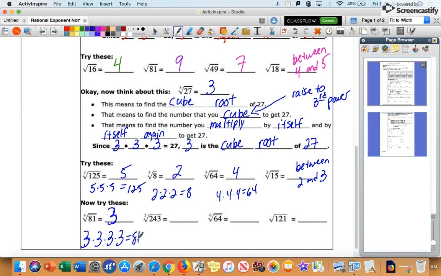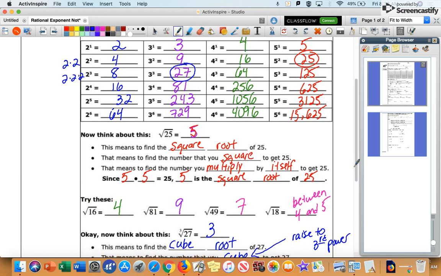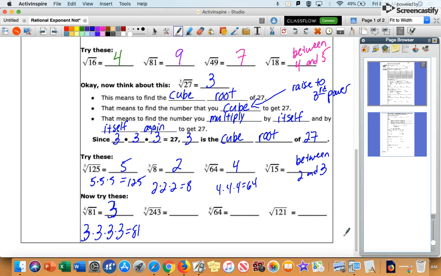What times itself, notice this is the 5th root. What times itself 5 times is 243? Do we have that on our chart here? What times itself 5 times is 243? We have 3 times itself 5 times is 243. So the 5th root of 243 is 3, because 3 times itself 5 times is 243.